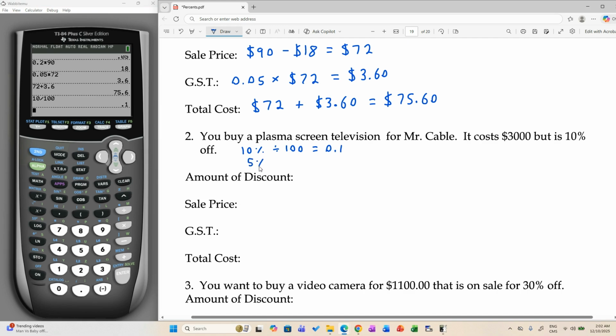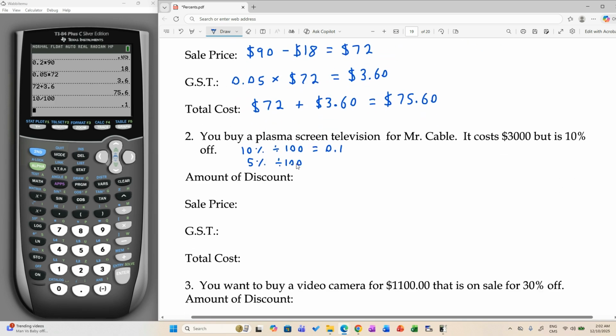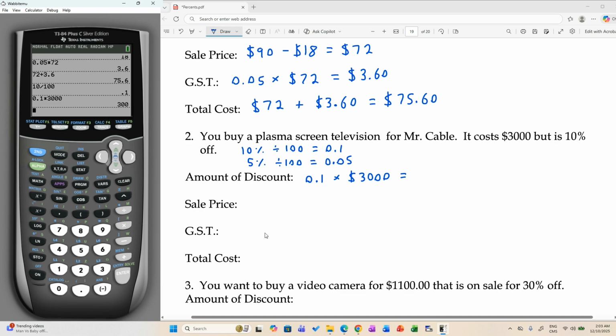Now, we already solved for 5%, right? 5%, if I divide it by 100, I'm simply going to get 0.05. Okay, great. Now, for the amount discounted, I'm simply going to take my 10%, which is 0.1, and multiply it by my original cost, which is 3,000. So 0.1 times 3,000. Let's see what I get. I get $300 off.